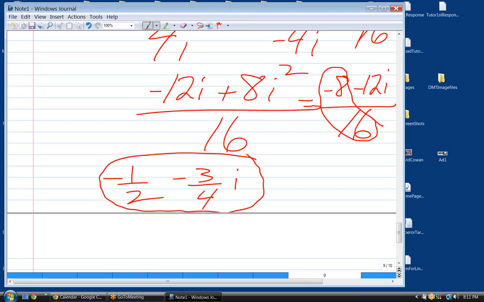Now, I don't know whether your teacher wants you to do proper format or not, but she may accept this as an answer. Although she wouldn't, because I can simplify those numbers. In other words, I can make that 1 minus 3i over 4, which would be better than this. Okay, what else you got?